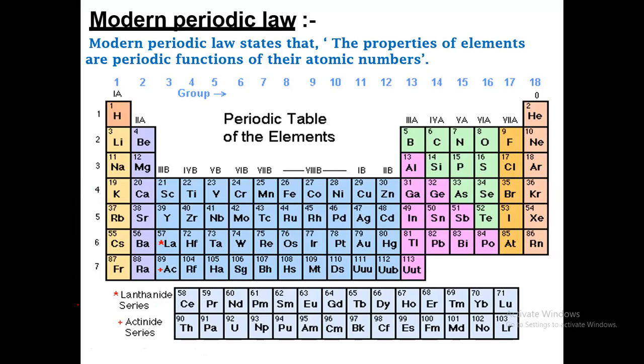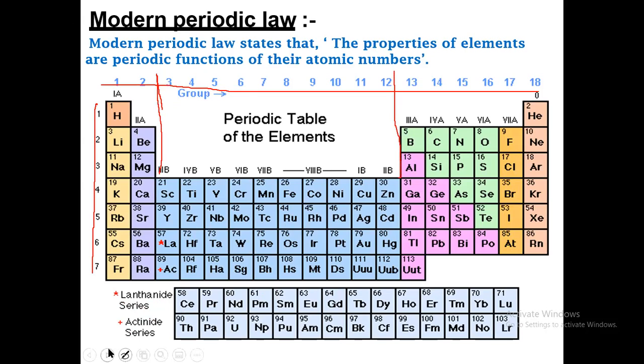This is the modern periodic table. These all are groups and these all are periods. Now, whatever elements are there from group 3 to group 12, these all are known as transitional elements. Why are these known as transitional elements? Because the shells are not totally filled. And these are the lanthanide series and actinide series.